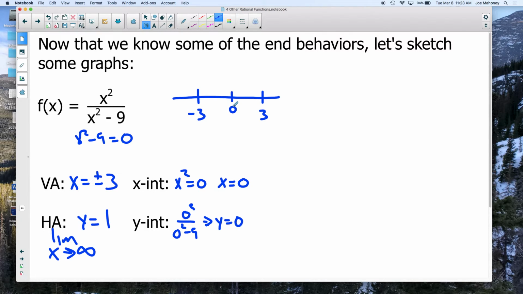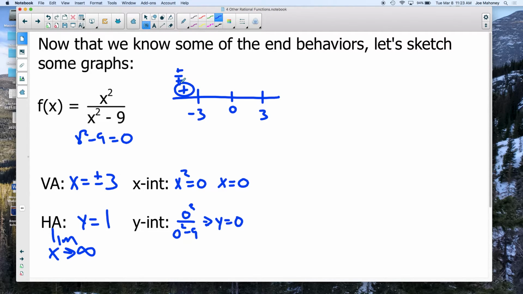And let's think about what these signs are doing. If I take a number less than negative 3, when I square it becomes positive. And on the bottom, when I square it, it's going to be positive and bigger than 9. So I'm going to end up getting a positive over a positive. So we're positive to the left of negative 3.